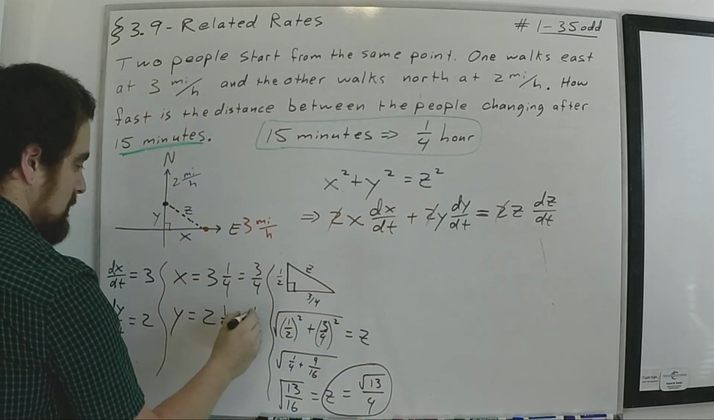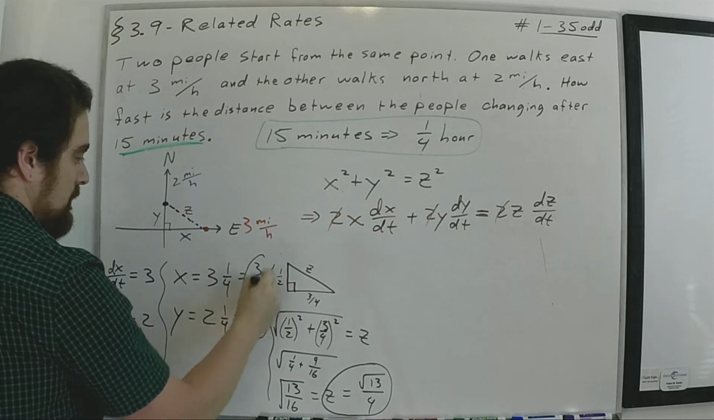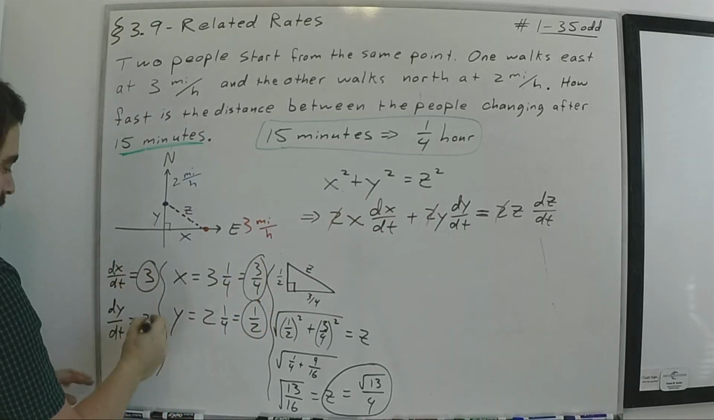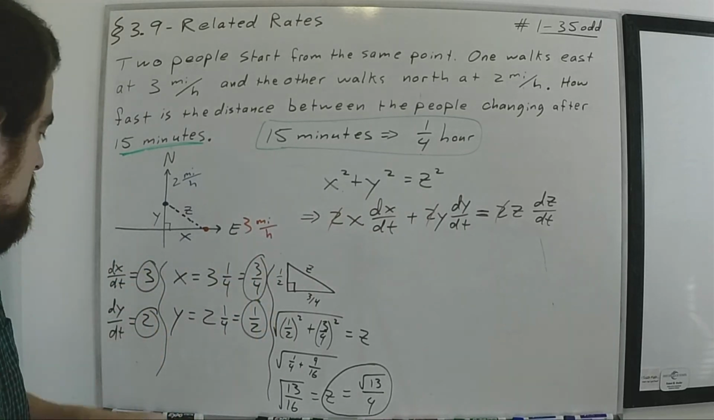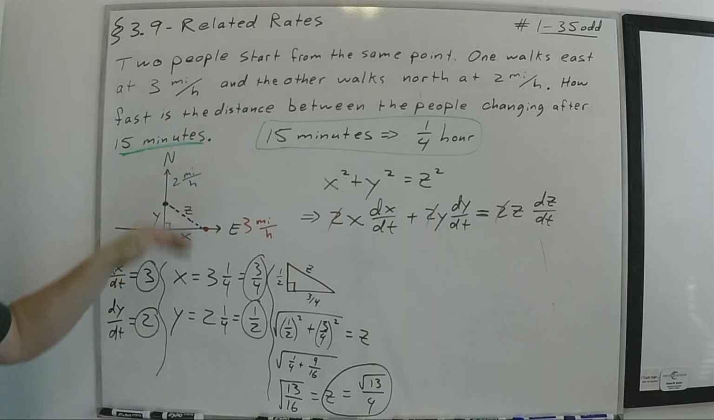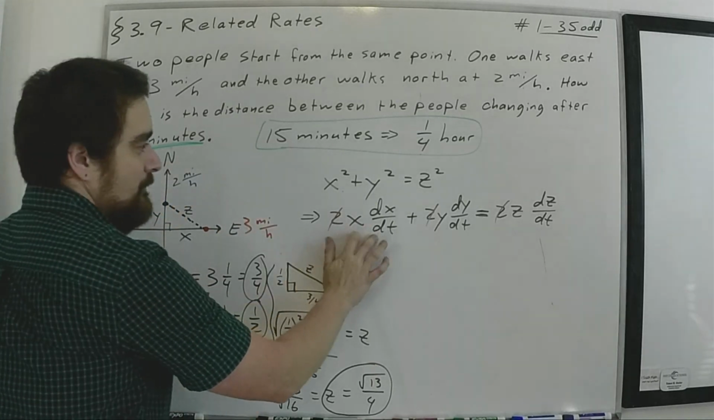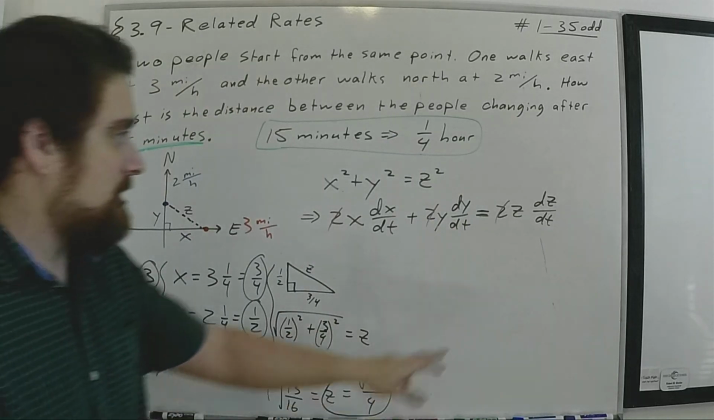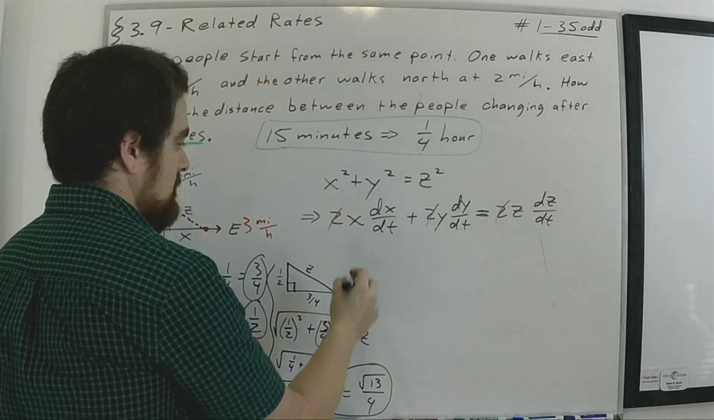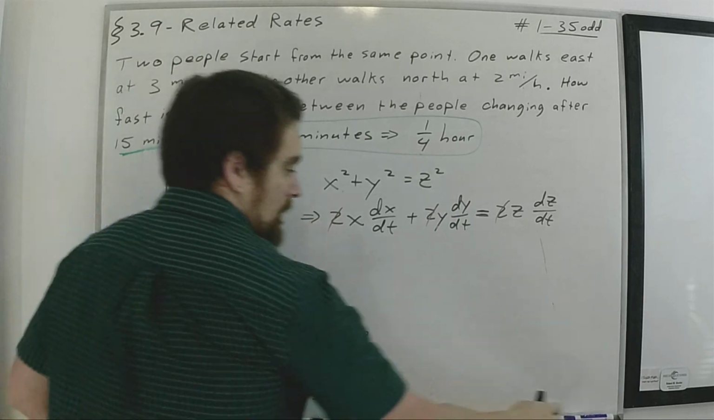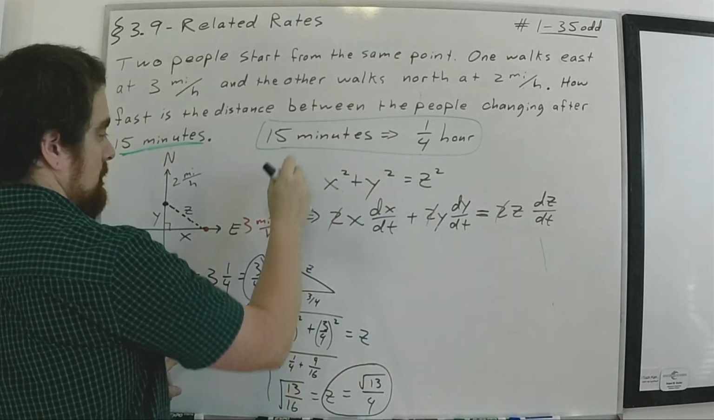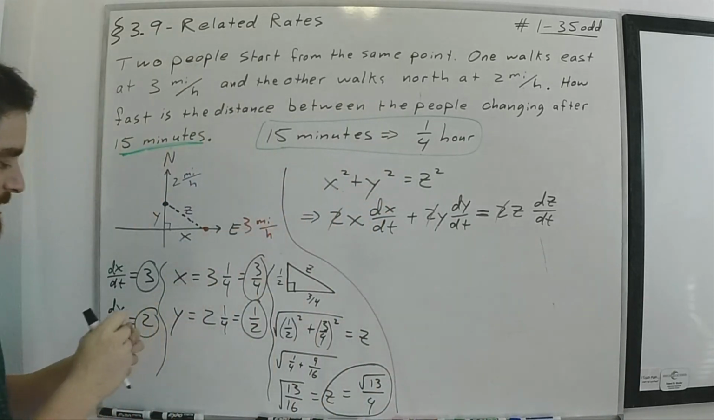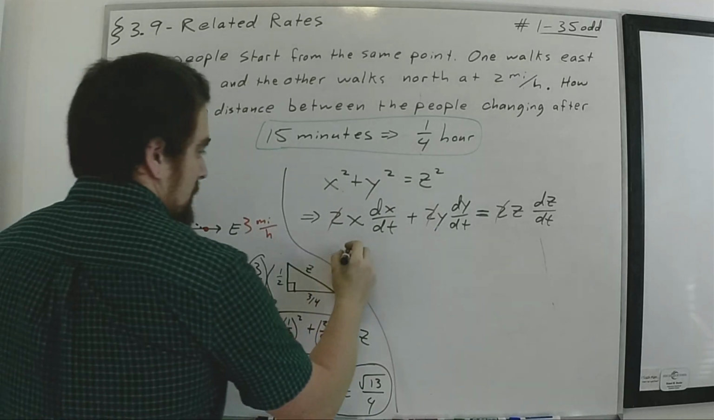Now I have all my components. Z gets plugged in, my y gets plugged in, my x gets plugged in, dx/dt gets plugged in, dy/dt gets plugged in. Everything can now be plugged into the formula. 1, 2, 3, 4, 5 spots, that's what I need. And then the remaining spot is just this dz/dt. Okay, so let's isolate that and plug in everything.